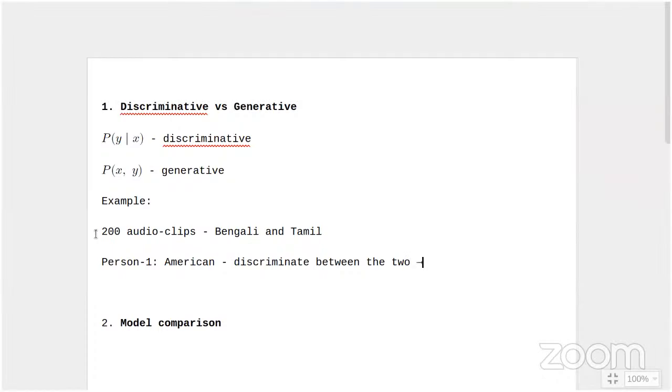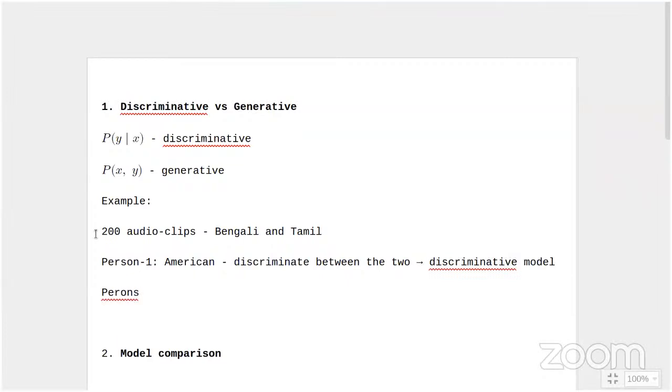So this is an example of a discriminative model, right? Now I'll come to the second example. Person one is an Indian, let's say an Indian who speaks Telugu. I should put it the other way: he's an Indian who knows both Bengali and Tamil. So an Indian who knows both Bengali and Tamil, right?